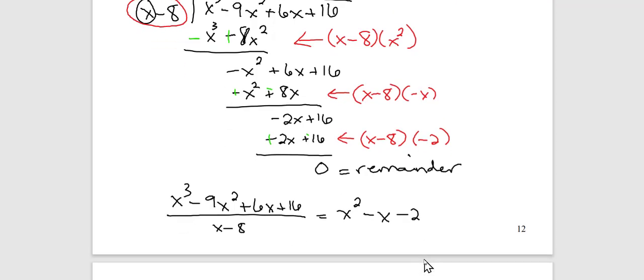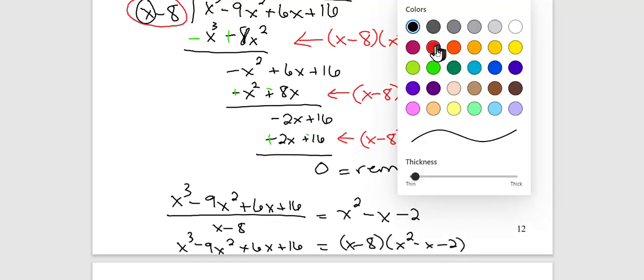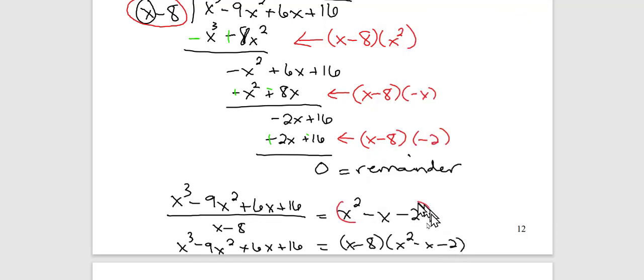If we think about some algebra that we could do here, we could multiply both sides of this equation that we have above by x minus 8. And we get that by multiplying by x minus 8 on the right. If we multiply by x minus 8 on the left, these simplify away and just give me that numerator.